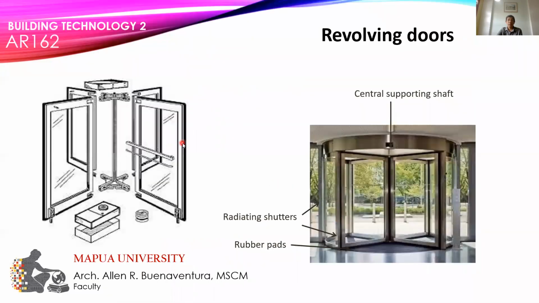So this is a dissected anatomy of a revolving door. This is the bearing in the bottom part. This is the central post, also the central supporting shaft. These are the shutters or the door panels.